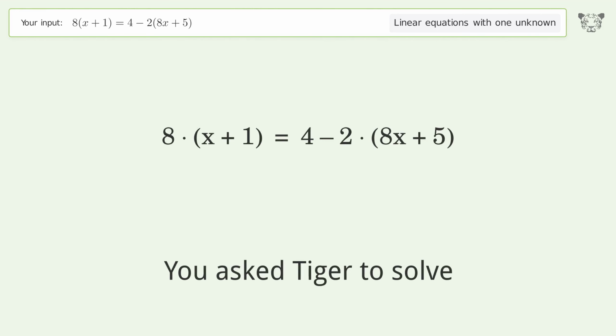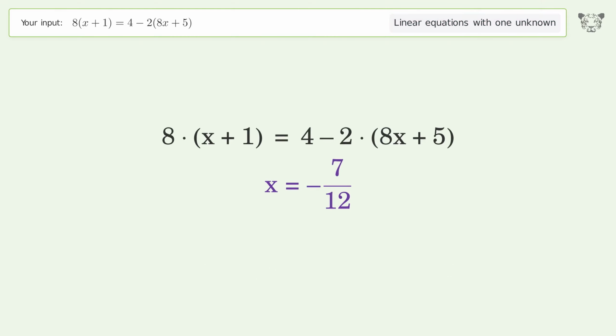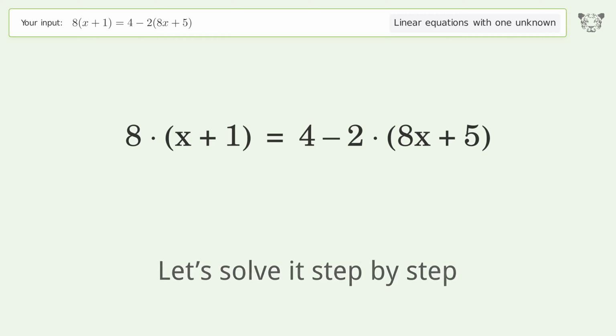You ask Tiger to solve this. It deals with linear equations with one unknown. The final result is x equals -7/12. Let's solve it step by step.